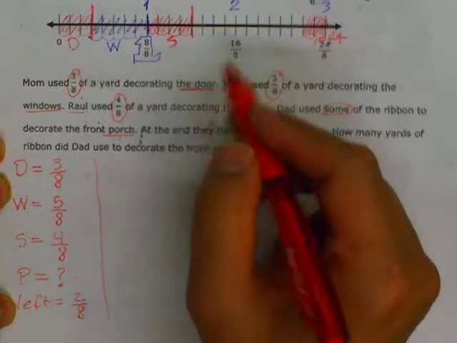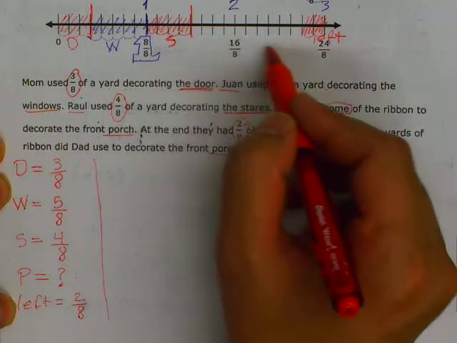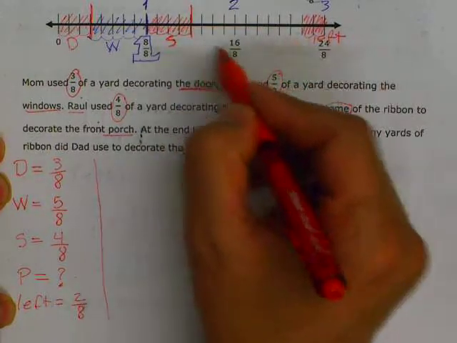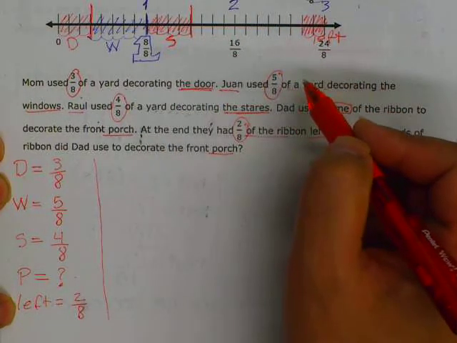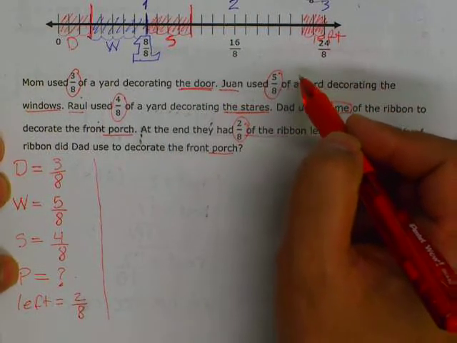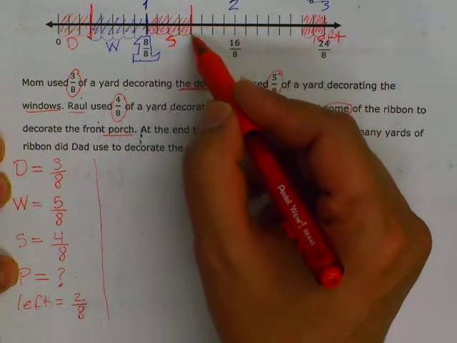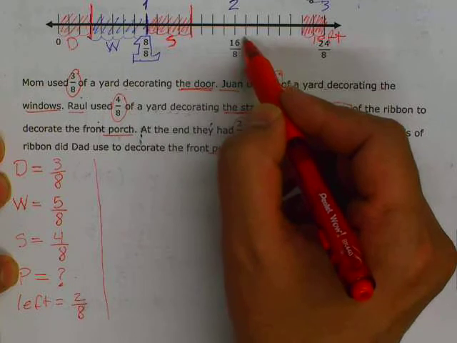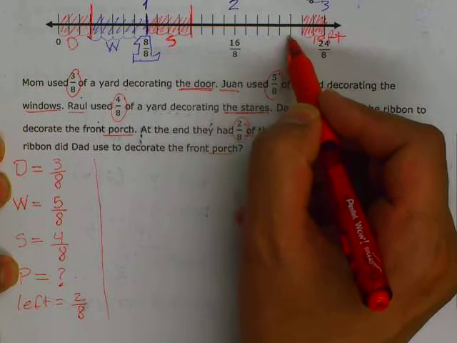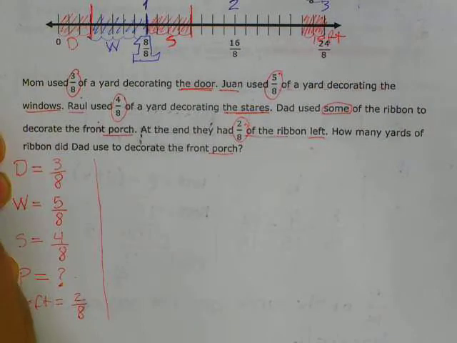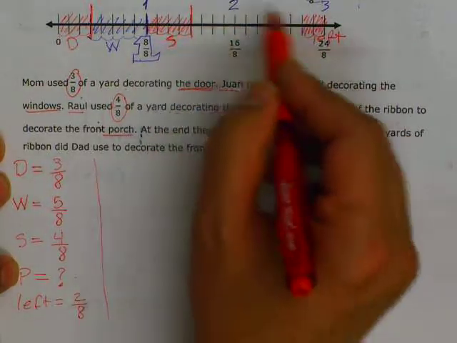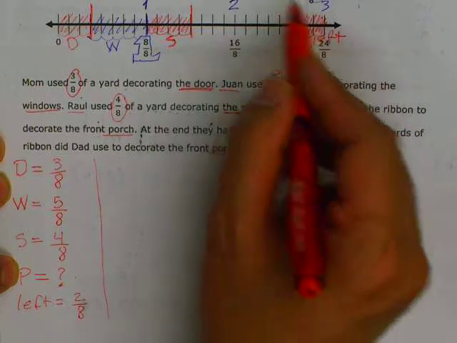Okay. So whatever is left here unshaded represents what? Whatever is not shaded here is going to represent the porch, which I can count and say that the porch required 1, 2, 3, 4, 5, 6, 7, 8, 9, 10. 10 eighths. I know from my model that he used 10 eighths to decorate the porch.